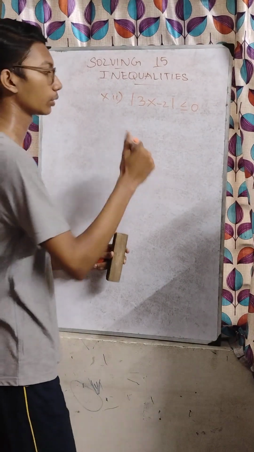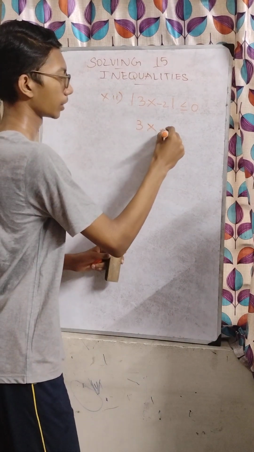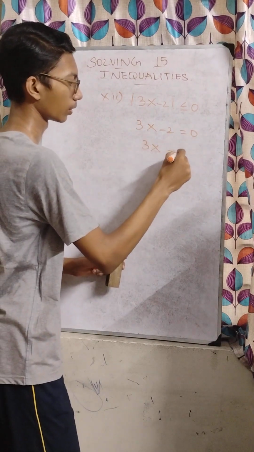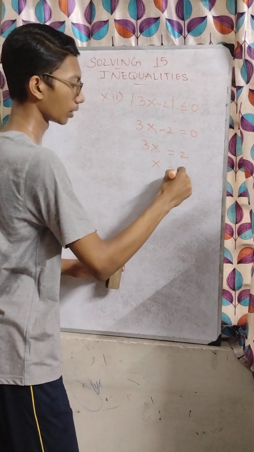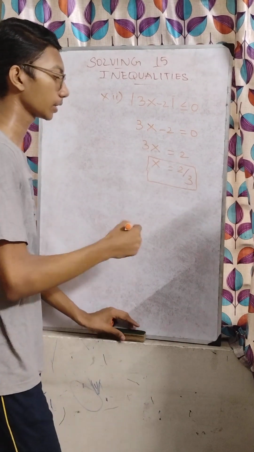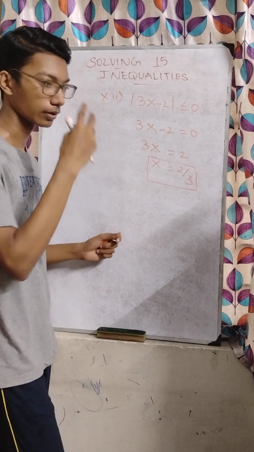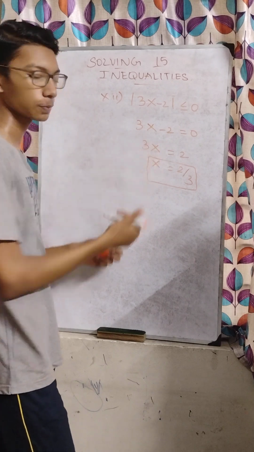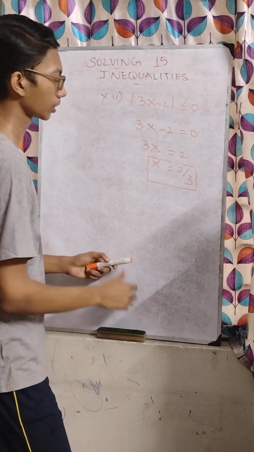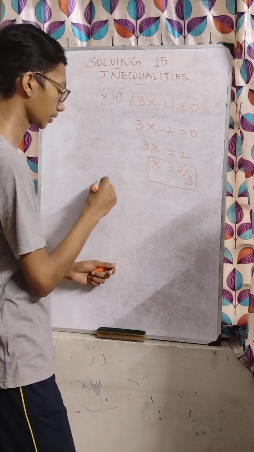So the only answer we have is 3x minus 2 is equal to 0. 3x is equal to 2, x is equal to 2 by 3. This is the only answer. This is an interesting problem because this has only one answer, but the previous problems had an interval of answers. So this is another question that is somewhat interesting.